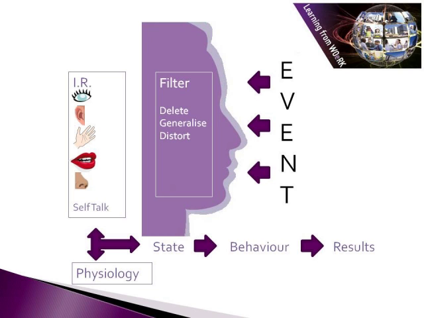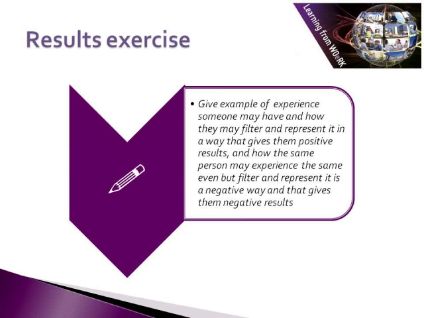This is very important in mentoring because our role is to help our client achieve more, so we'll want to focus on how they are filtering and representing the information that's coming into them. How are they deleting, distorting and generalizing? How can they represent things in a way that will give them more of the results that they want? For this exercise, write an example of an experience someone may have and how they may filter and represent it in a way that gives them positive results. And how the same person may experience the same event but filter and represent it in a negative way, and that gives them negative results.